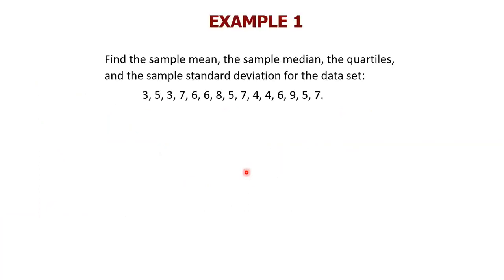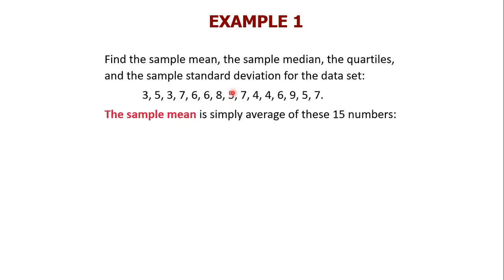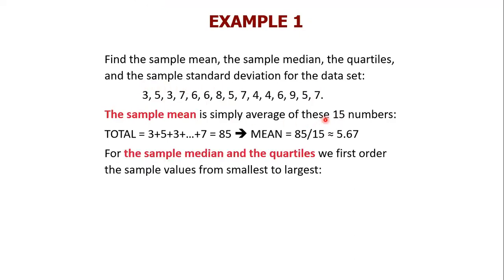Okay. Now let's make a small example. Let's find the sample mean, the sample median, the quartiles, and the sample standard deviation for the following data set. So it is 3, 5, 3, 7, 6, 6, 8, 5, 7, and so on and so forth. There are 15 numbers here, and the sample mean is simply the sum of all of them divided by the number of observations. So the sample mean is 5.67.